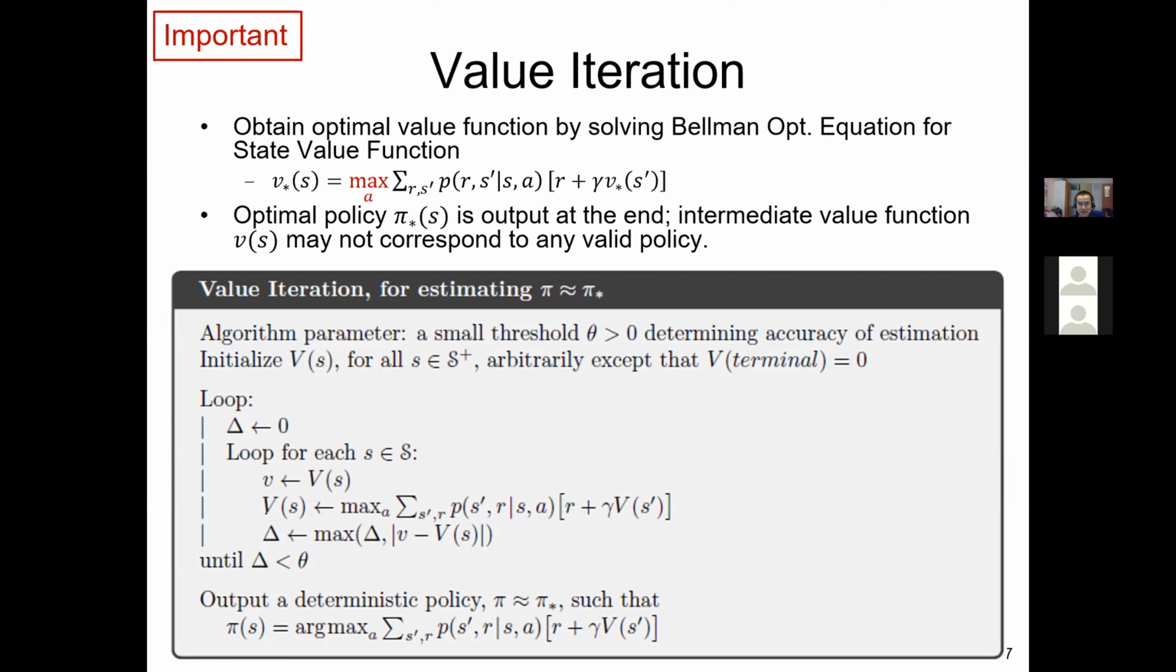So now we don't have a policy anymore. We are looking at all possible actions at every possible state and looking for the best action at every state. So the optimal policy is output at the end of the procedure after convergence. In the intermediate stages, the value functions v before convergence may not correspond to any valid policy. So only after convergence do you have a valid policy.